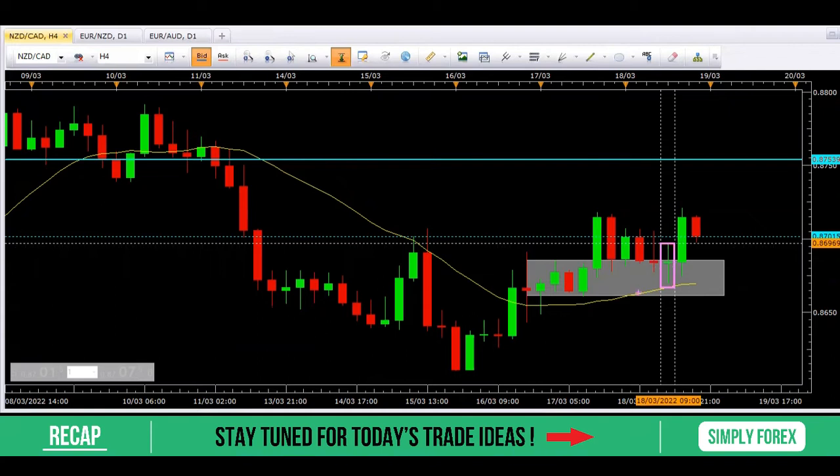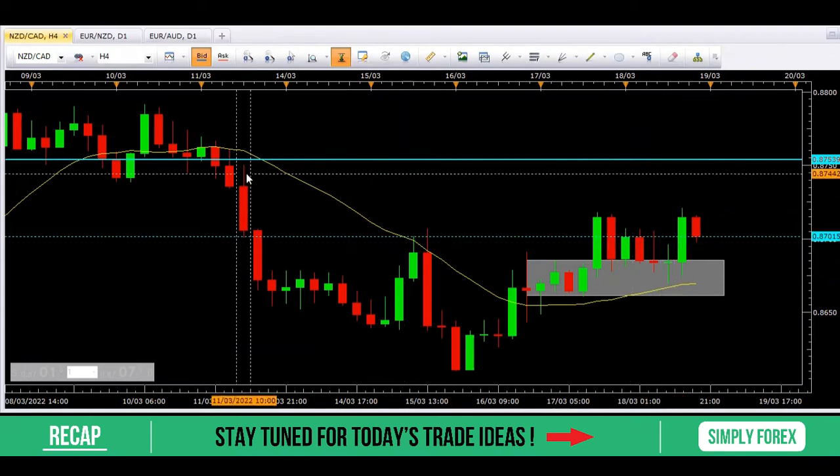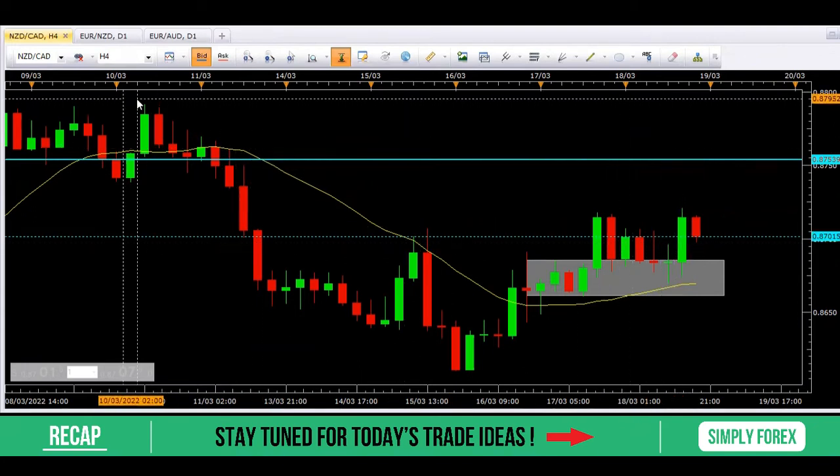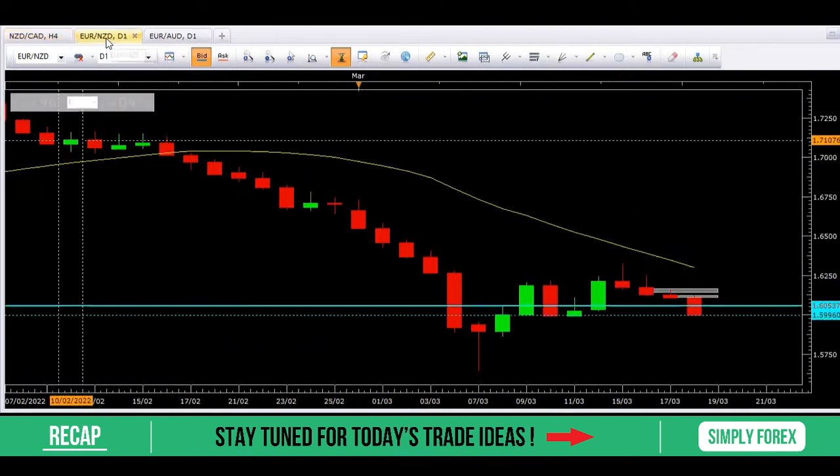Although the H1 structure was broken, on the H4 this trade is still perfectly good to me. As you can see, we had a huge bullish H4 green candle form. So I still think we can take price up to here. All right guys, that was a successful trade on the New Zealand dollar Canadian dollar long.